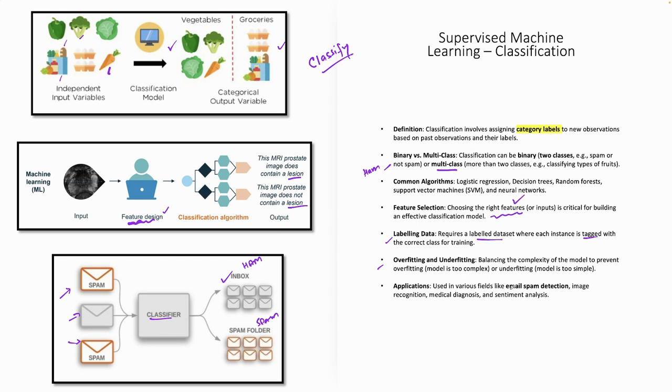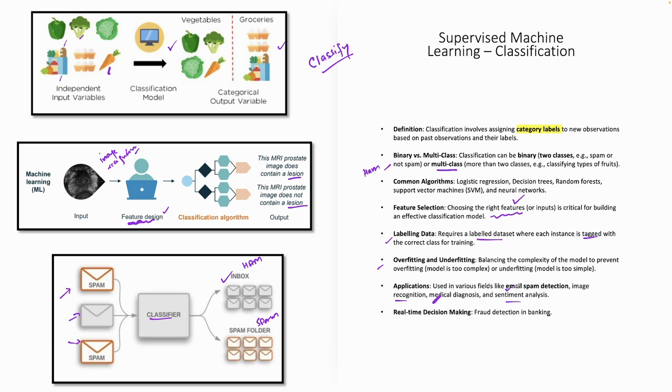Okay, so now there are various applications as we discussed. Email spam detection is one of them. Then image recognition, as you can see, this is a perfect example of image recognition. So I am, let's say, feeding in a lot of images, MRI prostate images, and based on that it's able to detect whether it's cancer or not. Medical diagnosis, as we discussed, and sentiment analysis as well.